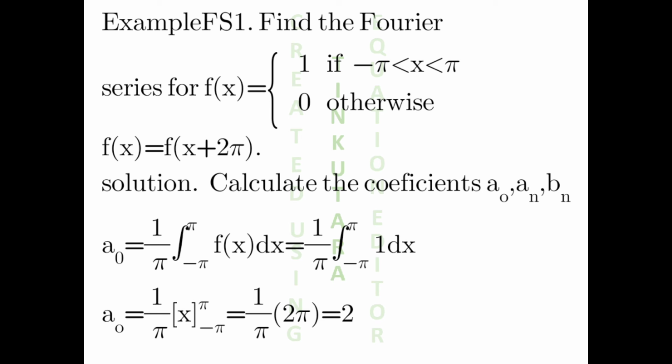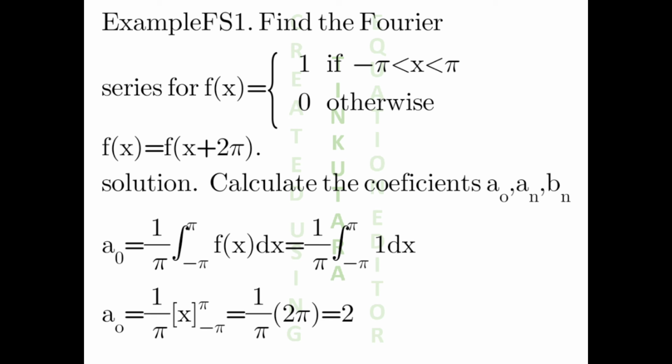Find the Fourier series for f(x) is equal to 1 for all values of x in the open interval minus pi to plus pi, and it is also given that f(x) is equal to f(x plus 2 pi). So here the given function is a periodic function with the period 2 pi, but the function is defined as 1 in the interval minus pi to plus pi. So for all values of x in the interval minus pi to plus pi, f(x) value is 1.